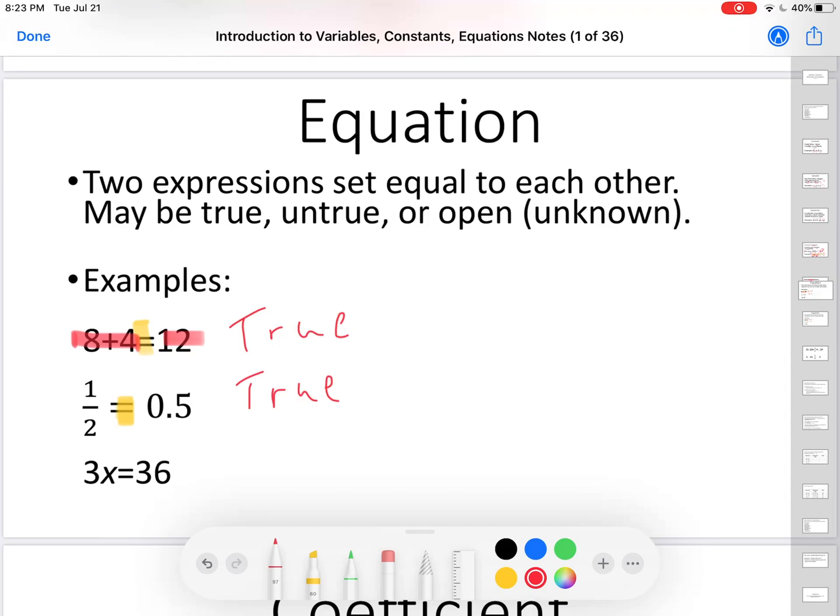3x equals 36. 3x is an expression. 36 is an expression. We put an equal sign between them, making that into an equation. Is it true? We don't know. It could be true. If x is equal to 12, it's true. If x is equal to 5, it's not true. We do not know whether or not this equation is true. That is why we call this an open equation. It might be true, it might not be. It depends upon the value of the variable.